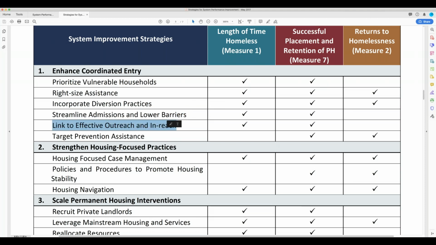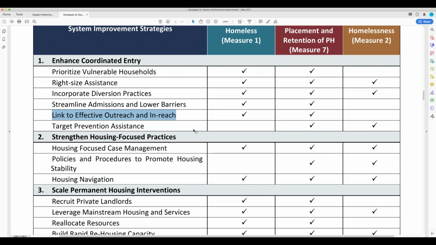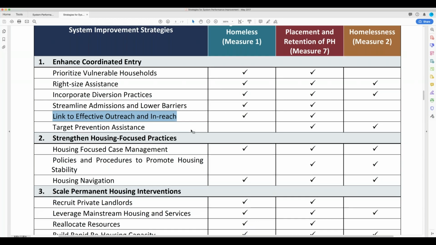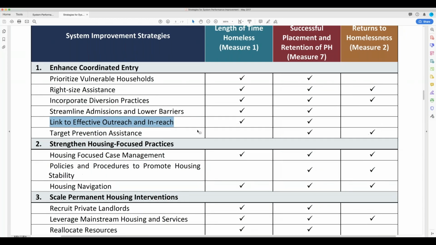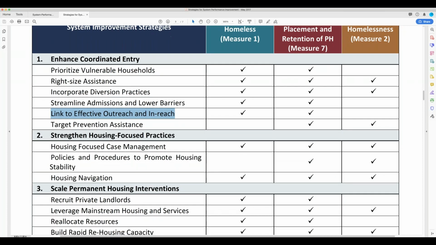Link to effective outreach and in-reach. If we just park people in emergency shelter and there's no services provided, no help looking for housing, no help, as Danielle was mentioning, linking to mental health services or whatever they may need once they're getting ready to be housed, that's a critical miss, and that's a critical thing that they're potentially not going to have the strength to overcome when they are in housing.